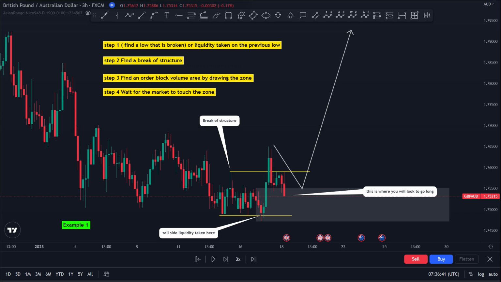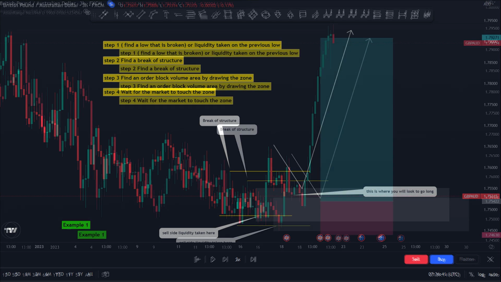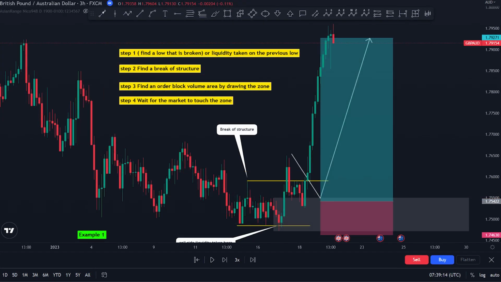Now let's see how the market unfolded after the retest of the order block area. See how easy it is? If you know the pattern and follow all the rules clearly, you will be able to make sniper entries on almost every trade.